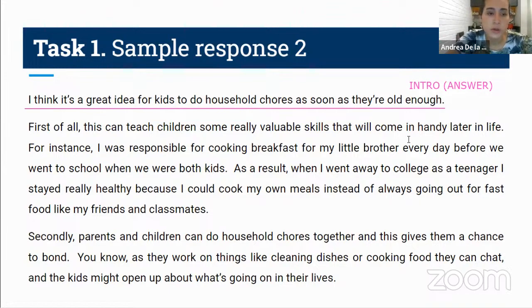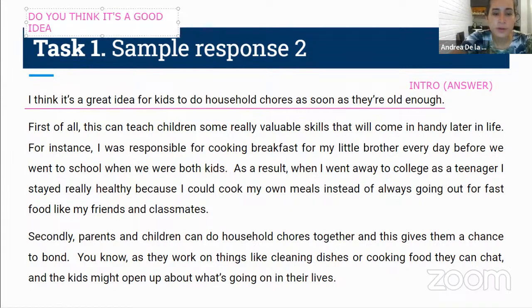Because the question was, do you think it's a good idea for children to help their parents do household chores as soon as they're old enough? That was the question. So in the first sentence, which we're going to call the introduction to the response, the speaker was answering the question. How direct is his answer? Pretty direct, isn't it? Because first of all, the question was, do you think it's a good idea? That was the question, right? At the end of the day, do you think it's a good idea that this and that?